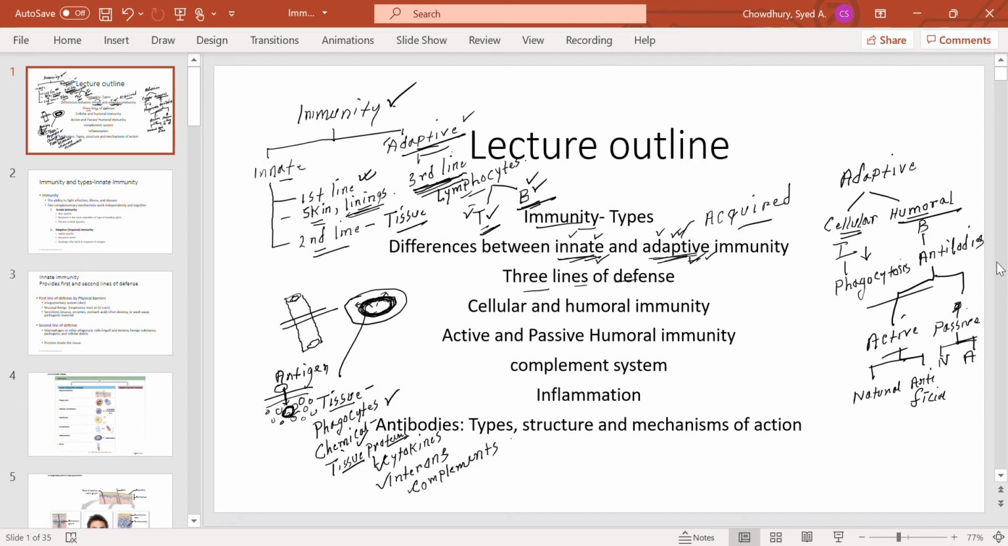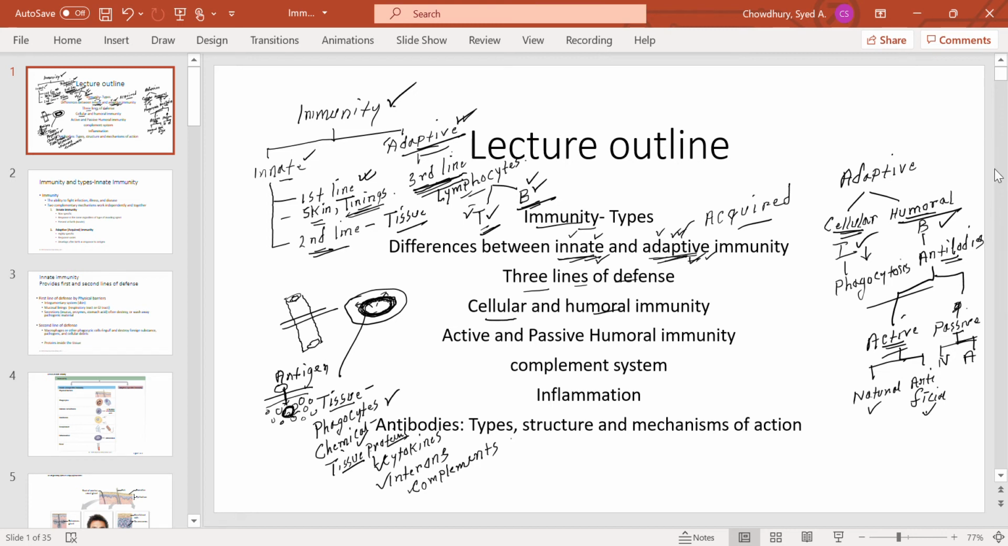So immunity could be two types: innate and adaptive or acquired, right? Innate gives first line of defense and second line of defense. Adaptive gives the third line of defense. And adaptive could be T cell mediated or B cell mediated. And T cell is cellular and B cell humoral. Okay, and humoral, that means the secretion of antibodies, could be active and passive humoral, and both active and passive could be natural and artificial. Make sense? So that's the interclassification of the immunity.